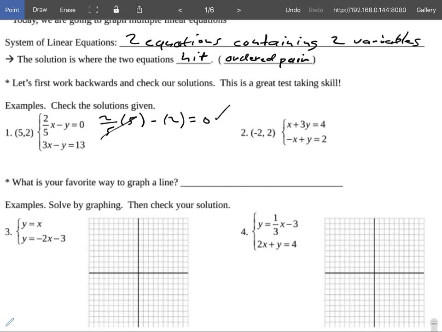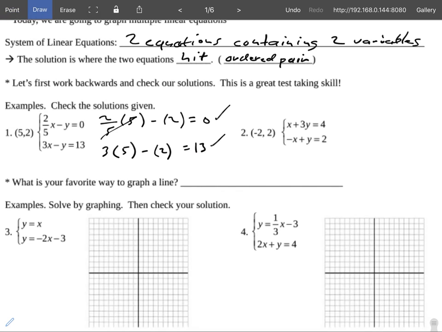Then you just want to plug that in, x equals 5 and y equals 2, into the bottom equation and see if that one's also true at the same time. So let's do that. So we're going to do 3 times the x, which is 5, and then minus the y, which is 2, and that should equal 13. And you can see that that works, right? So right here you have 3 times 5, that's 15. 15 take away 2, that's 13. So that one's also true.